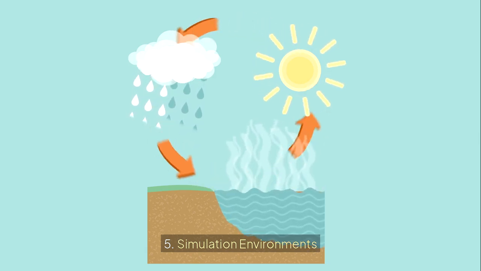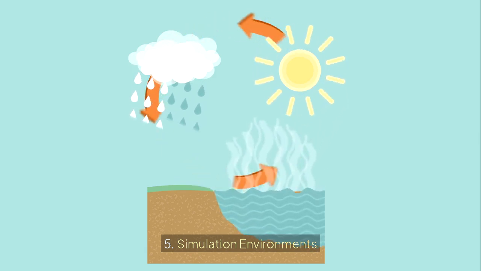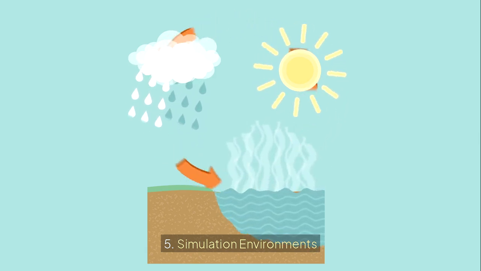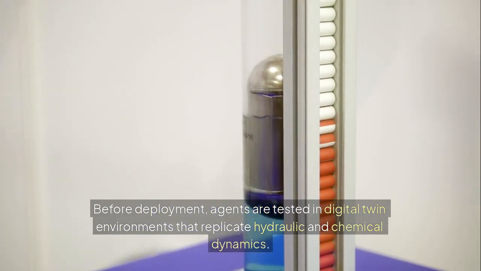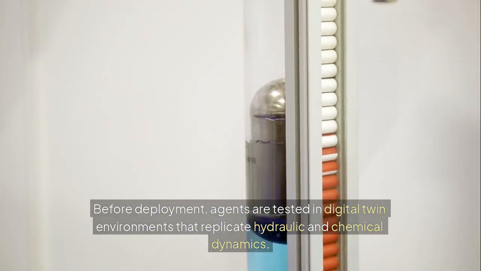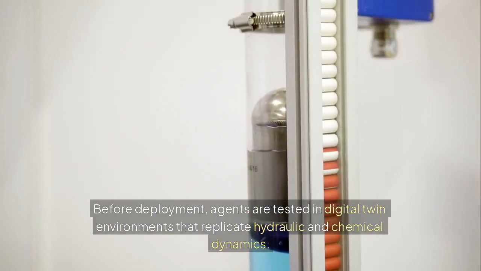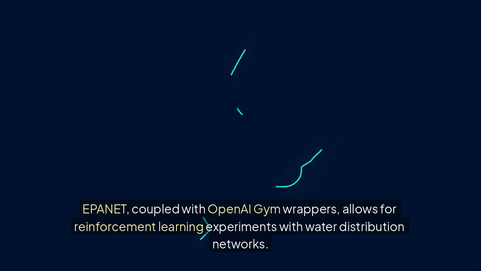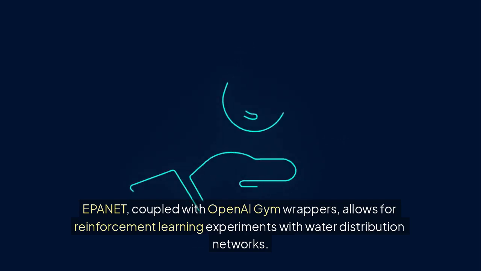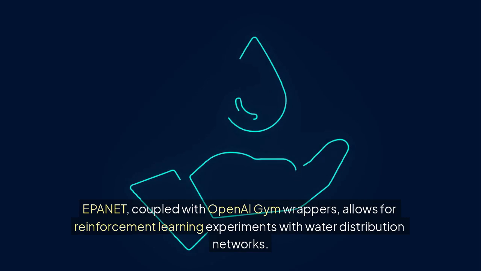5. Simulation environment. Before deployment, agents are tested in digital twin environments that replicate hydraulic and chemical dynamics. EPANET, coupled with OpenAI Gym wrappers, allows for reinforcement learning experiments with water distribution networks.